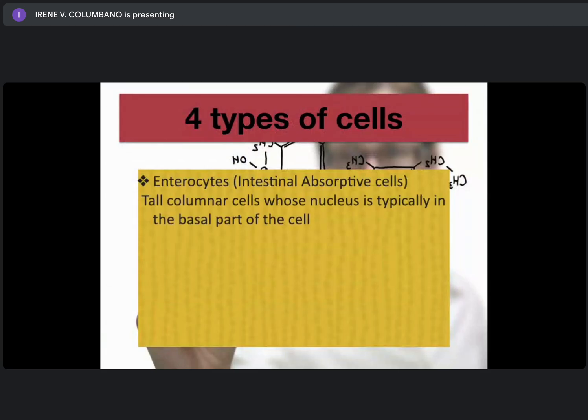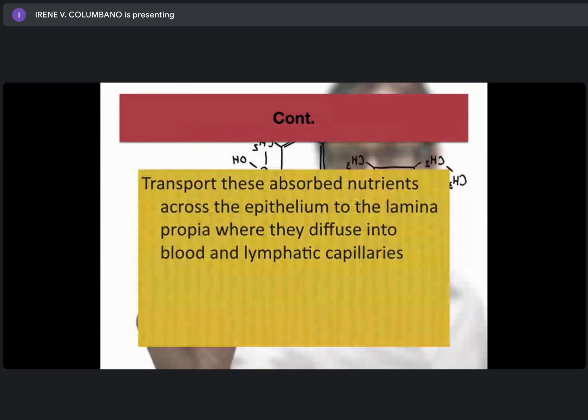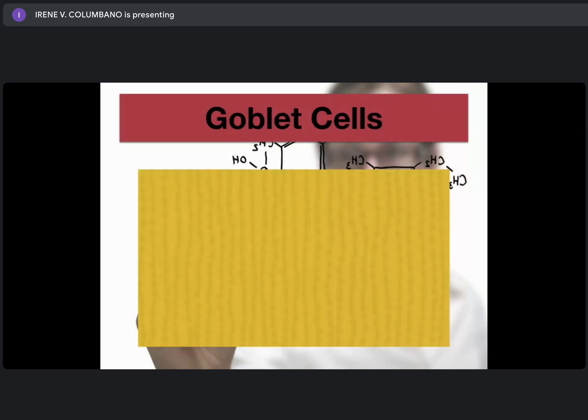May 4 na types, no? Yung enterocyte, sabi natin, so absorptive cell. Responsible for absorbing nutrients from the lumen. So also responsible for transport of these absorbed nutrients across the epithelium to lamina propria where they diffuse into the blood and lymphatic capillaries. O alam natin lahat, ano ba ginagawa ng goblet cells?